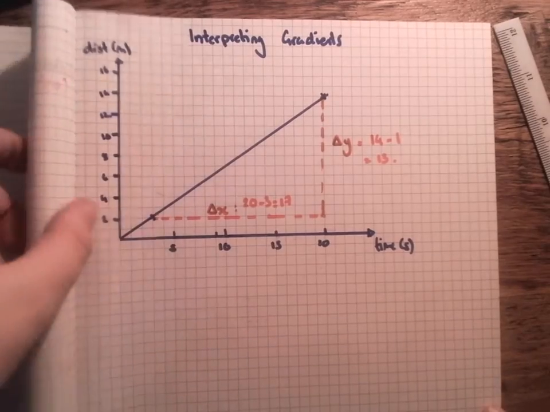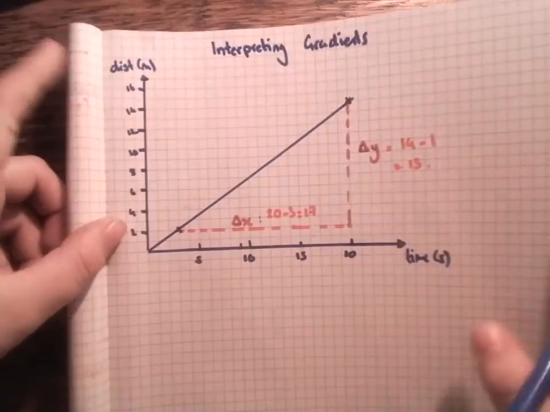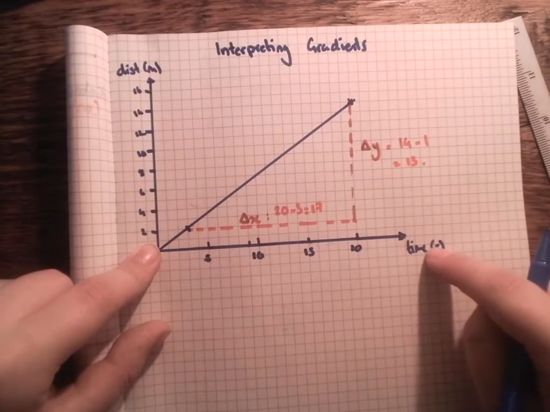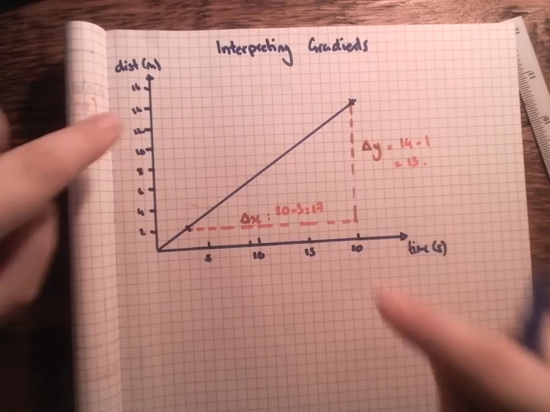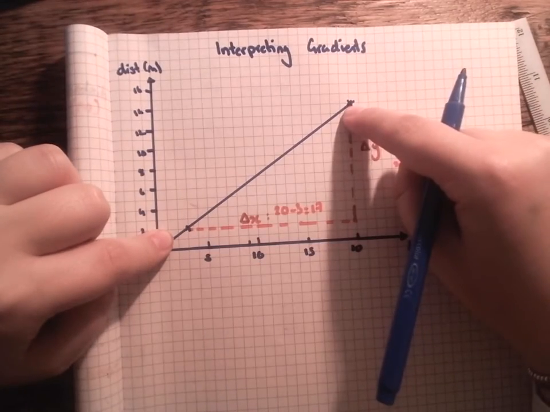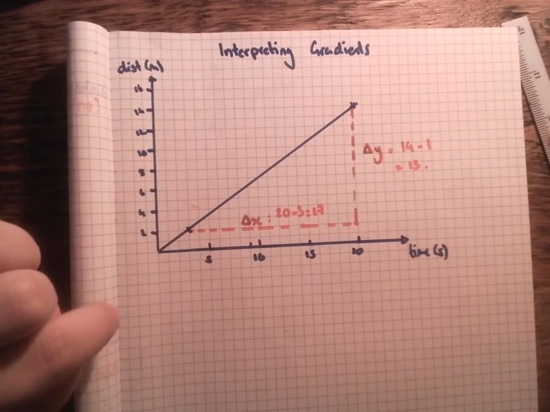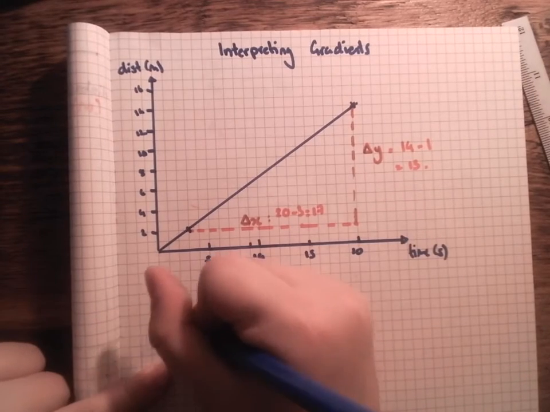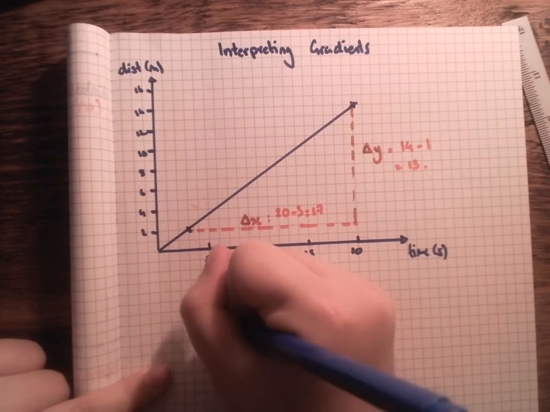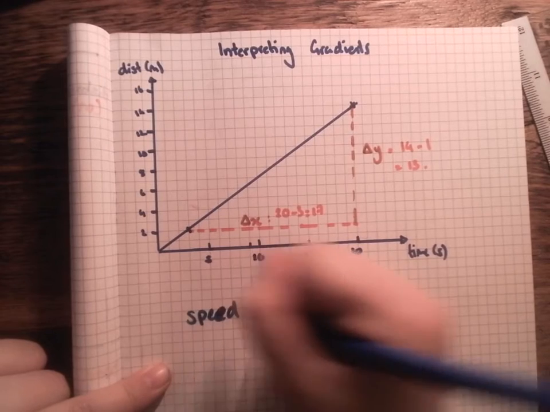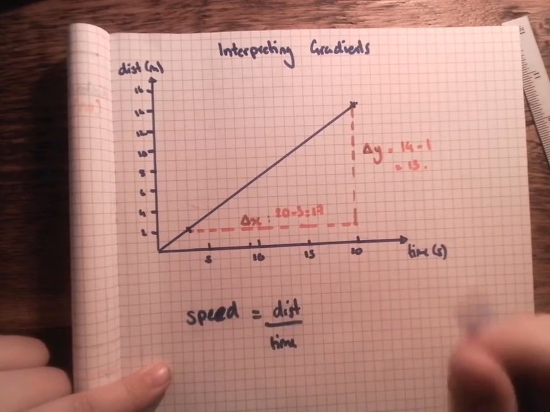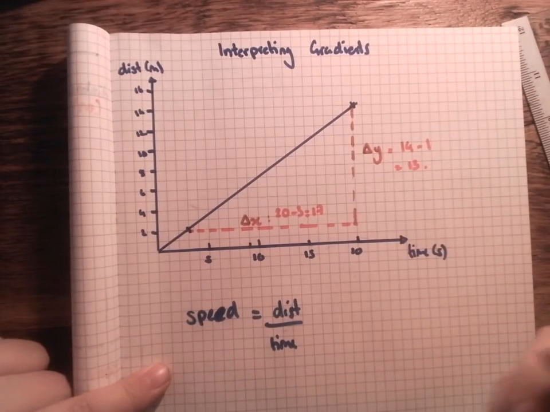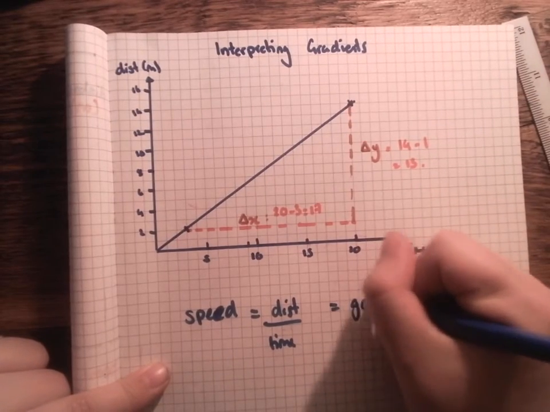Then we look at interpreting the gradient. On a distance time graph here, what we've got is a nice constant speed. I can see it's constant speed because it's a straight line gradient. Because we know that speed is equal to distance divided by time, essentially for this it's also equal to the gradient of distance time graphs.